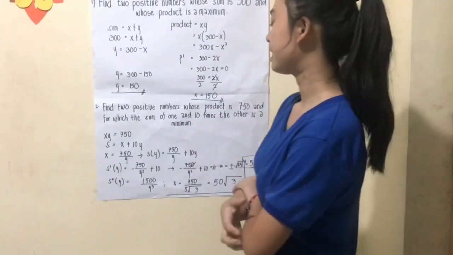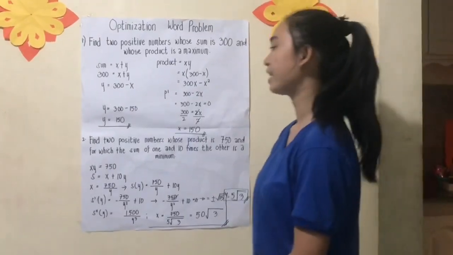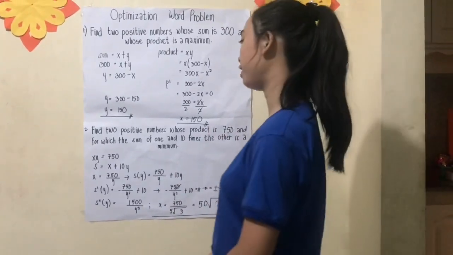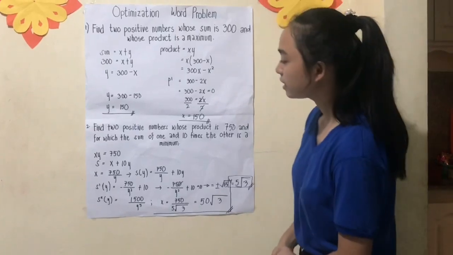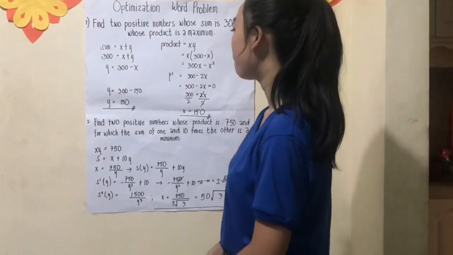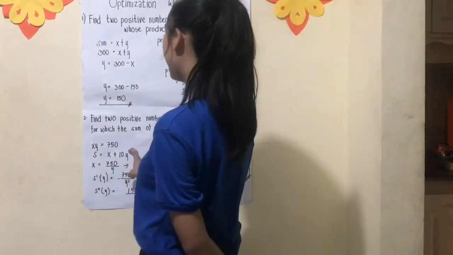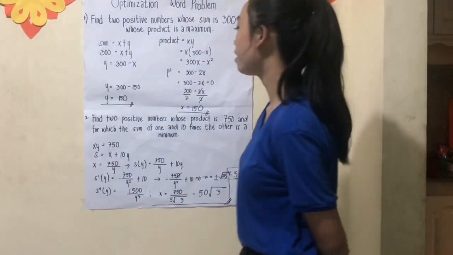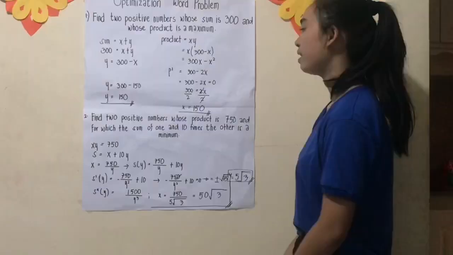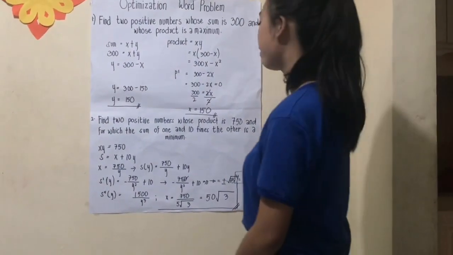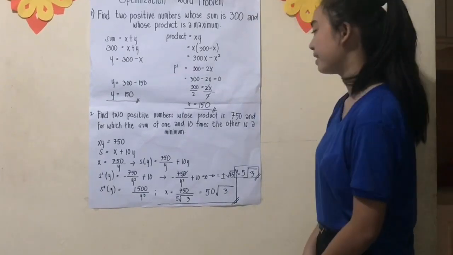Sum is S. Let's combine the x and y: xy equals 750. S is the sum, x plus 10y. Let's put the 10 on the y. So x equals 750 over y. The next thing is S of y equals 750 over y plus 10y.